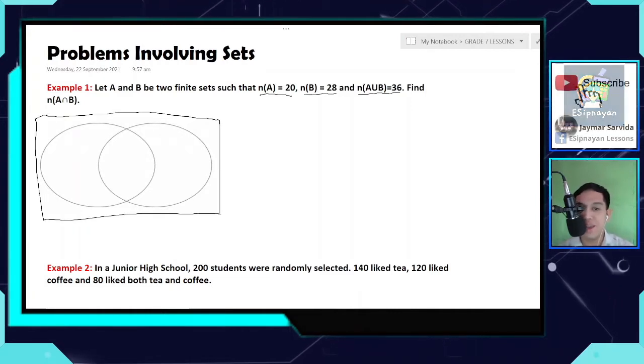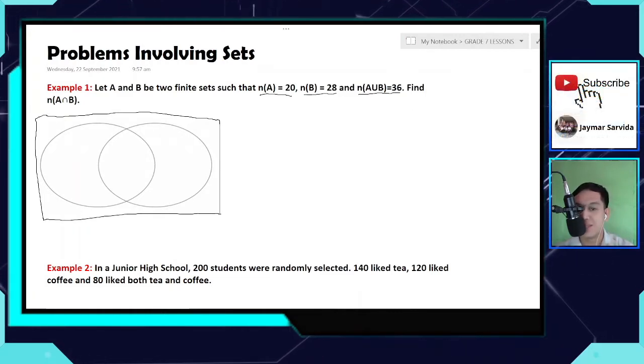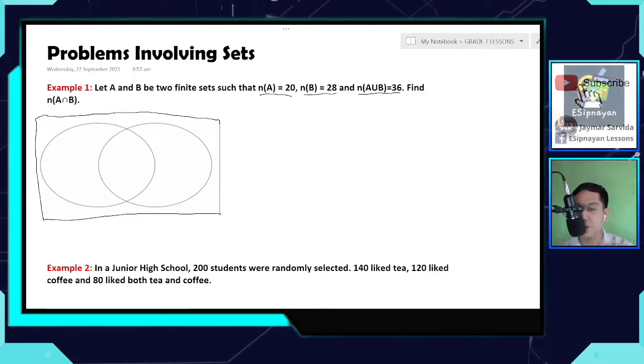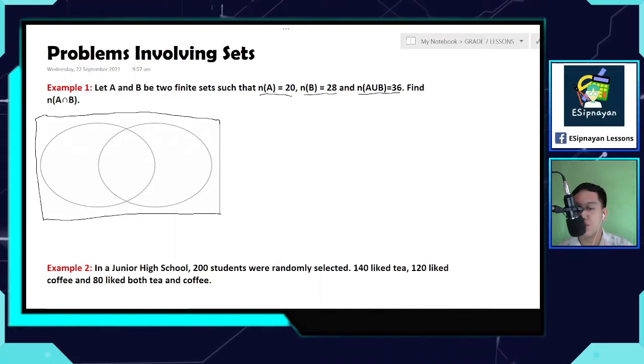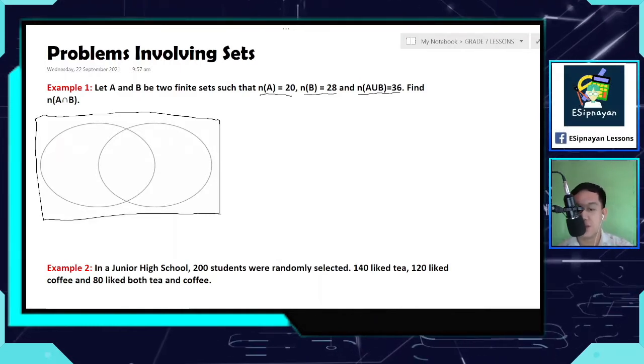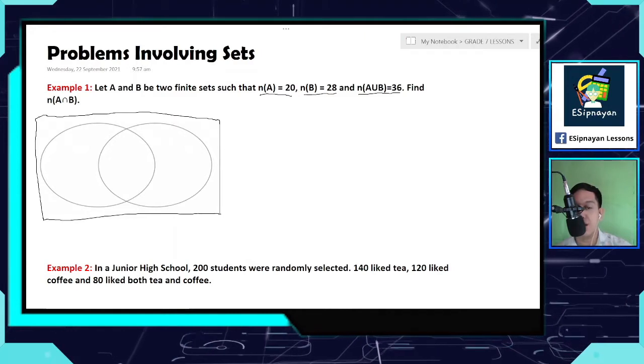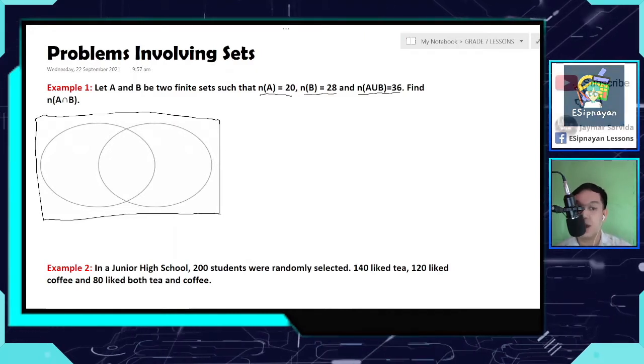Let A and B be two finite sets such that the number of elements in set A is 20 and the number of elements in set B is 28. And the number of elements of A union B is 36. Find the number of elements of A intersection B.